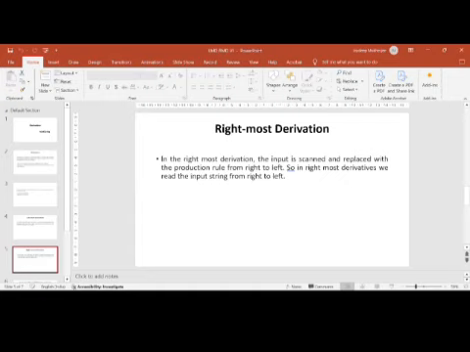So there are two types of derivation, leftmost and rightmost derivation. In the case of leftmost derivation, you have to start from left to right. That means whatever scanning and replacement you are going to do will start from left to right. And in the case of rightmost derivation, you have to start from right to left, right?